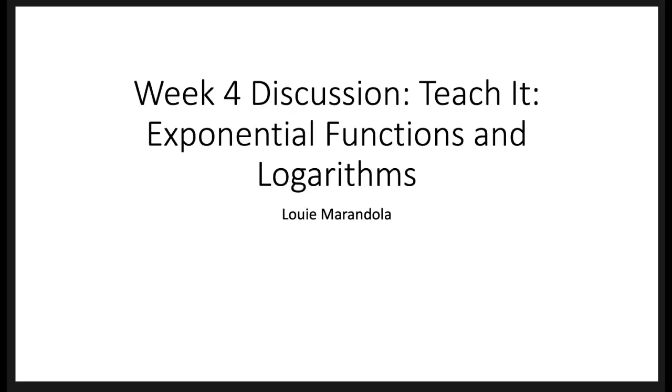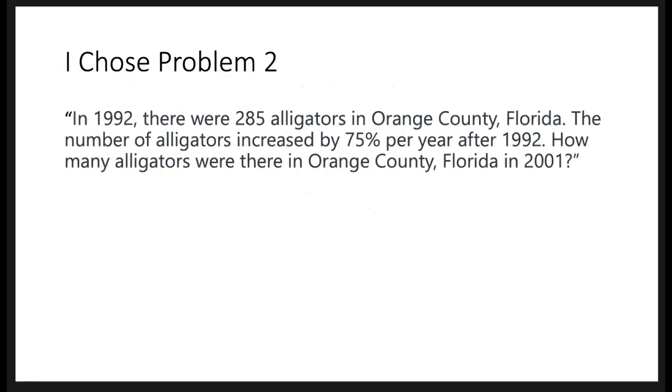This week we were presented with 3 different word problems, and I chose problem 2, which goes as follows. In 1992, there were 285 alligators in Orange County, Florida. The number of alligators increased by 75% per year after 1992. How many alligators were there in Orange County, Florida in 2001?